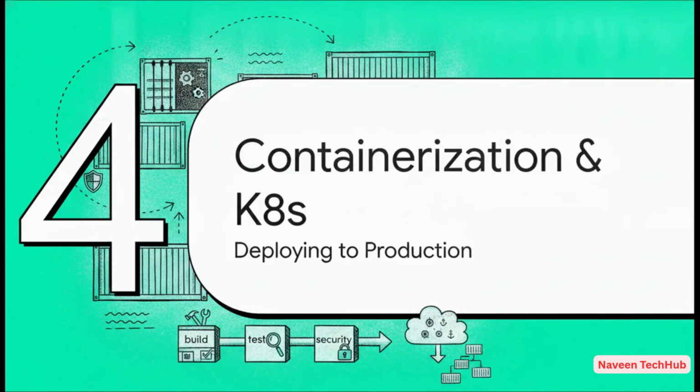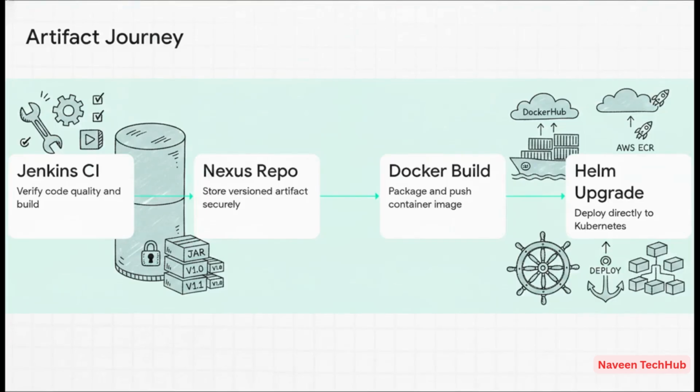Okay, Section 4, Containerization and Kubernetes Deployment. Let's track the actual journey of our artifact to production. Once Jenkins verifies the code is good to go, it takes the compiled artifact, like a Java jar file, and stores it safely in a Nexus repository for version control. Next, Jenkins packages that artifact into a Docker image, pushes it to a secure registry, and finally, it triggers a Helm upgrade set to seamlessly deploy that exact container image into our Kubernetes cluster.